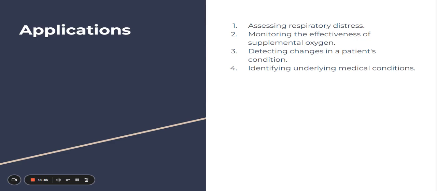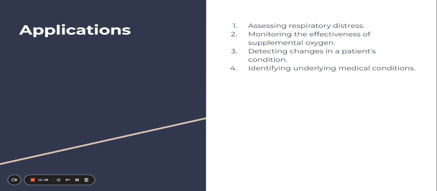Next, it can monitor the effectiveness of supplemental oxygen. Of course, when we're running our treatment, it's important to see if our treatment works or not. So if a patient is receiving supplemental oxygen, pulse oximetry can be used to monitor the effectiveness of this treatment and ensure that the patient's oxygen saturation levels are improving. That's when we're talking about titrating our oxygen. We're going to actively see a change in oxygen saturation as we increase the supplemental oxygen.